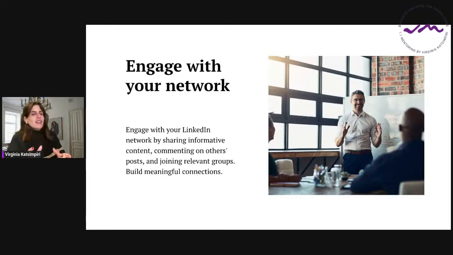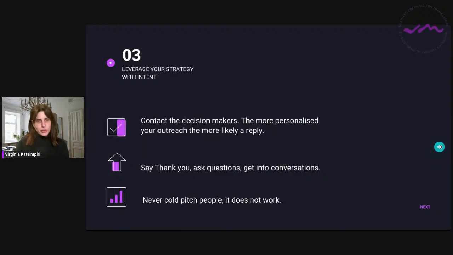So genuinely start showing interest in what your clients do, and how you might be helpful to them, instead of selling to them. Build meaningful connections by being helpful. How can you leverage your strategy with intent? You need to contact the decision makers. That's intention. The more personalized the outreach, the more likely a reply.